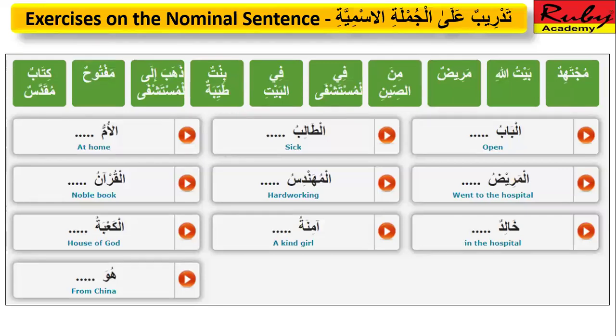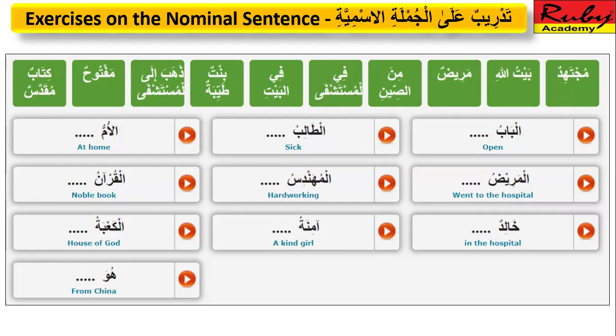Tayyibatun. What is the meaning of this? So Tayyib has different meanings, okay? It is kind, it's generous, it's good. So here we are taking kind, a kind girl. Zahaba ila al-mustashfa, went to the hospital. Maftuhun, open. Kitabun muqaddasun, that is a noble book.